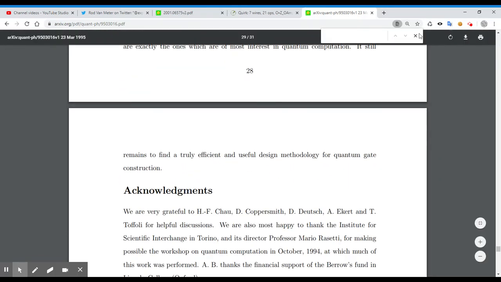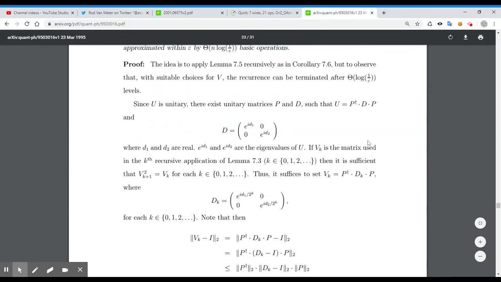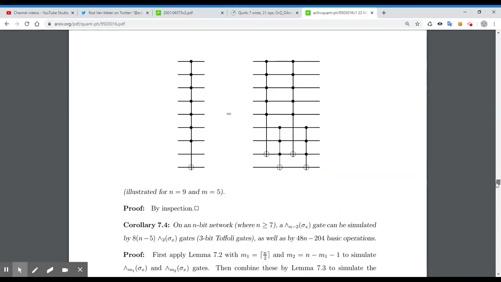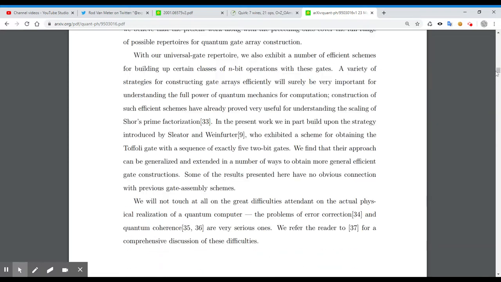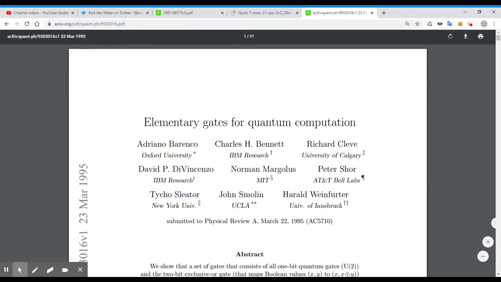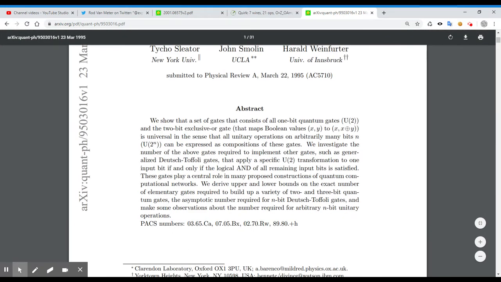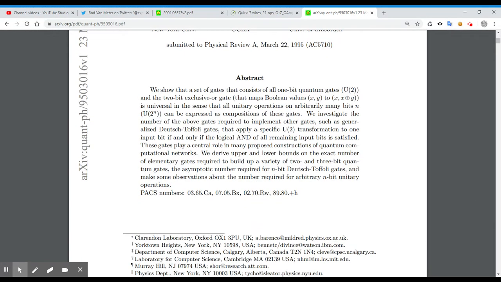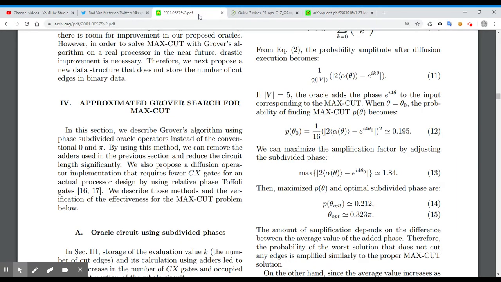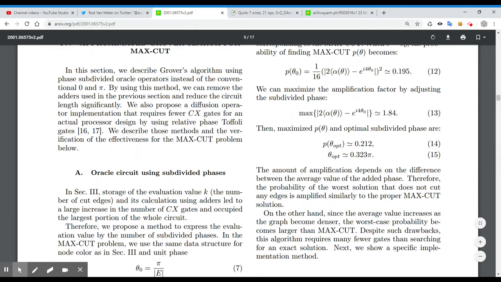This seems to be elementary gates, but this would be a paper about gate implementation or gate decompositions. It's from 1995. We show that a set of gates consisting of all 1-qubit quantum gates and 2-qubit gates, and the composition of these gates. So it's basically a way of decomposing gates and stuff like that. Okay. We'll see if we need the reference.